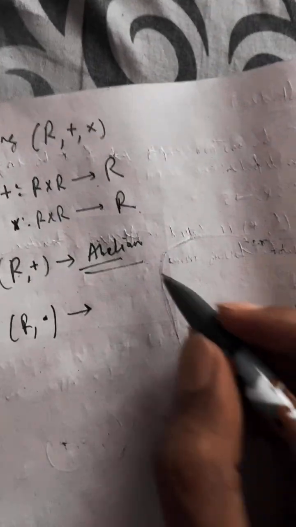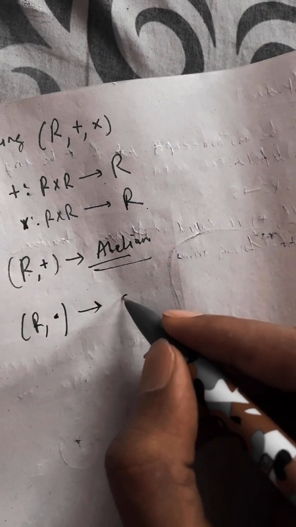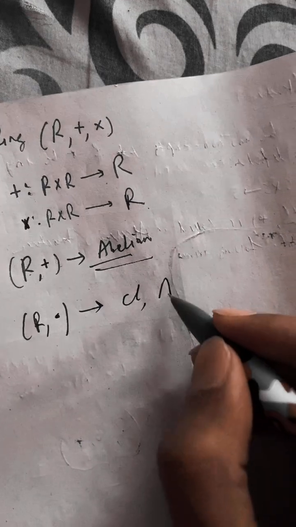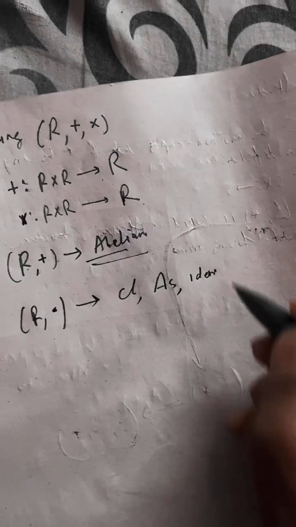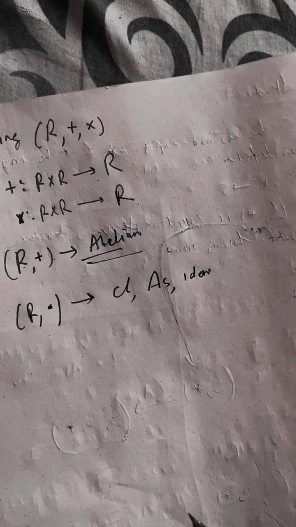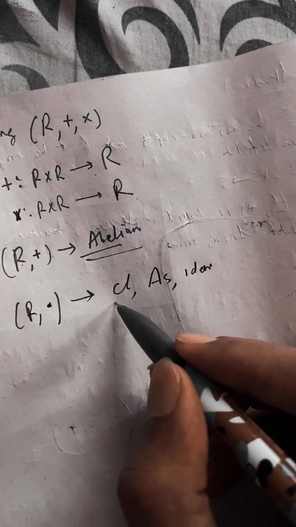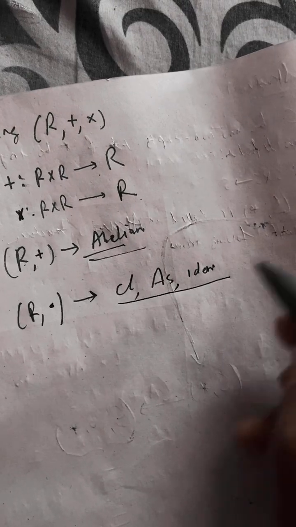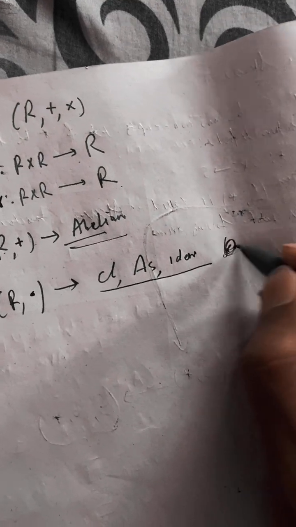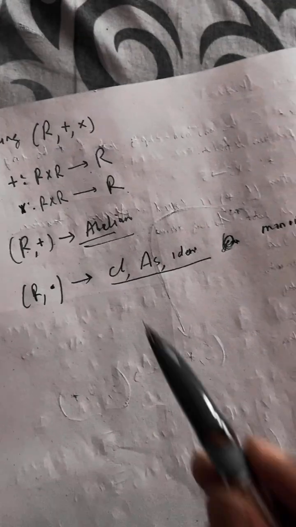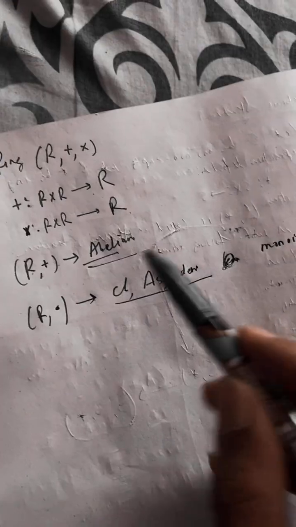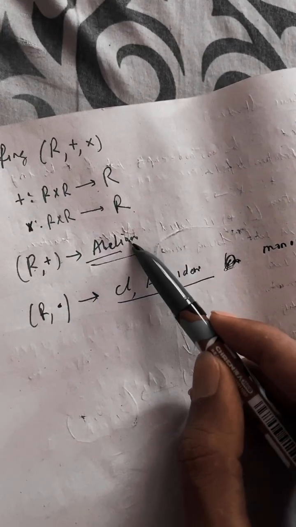Well, it should satisfy closure, it should satisfy associativity, it should have identity. Okay? Now, this is called a monoid. Okay? So R dot should be a monoid and R plus should be Abelian.